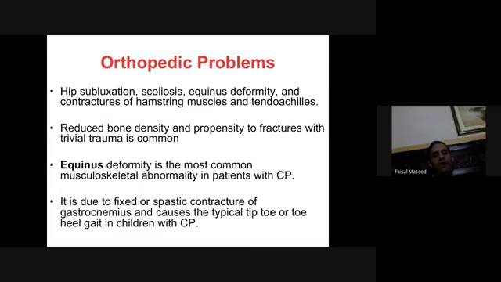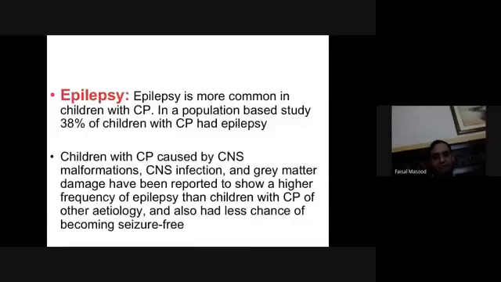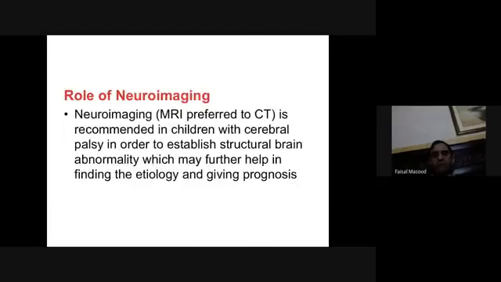Equinus is the most common deformity. Then followed by knee and hip flexion contractures, scissoring or adduction contractures, elbow is flexed, pronated, the fist is closed. Epilepsy is most commonly associated with CP or results from CP. The child will be having recurrent fits. Neuroimaging, MRI and CT to see the intracranial defects and congenital anomalies.